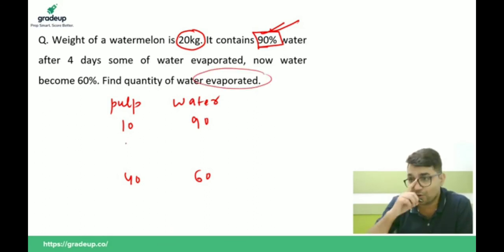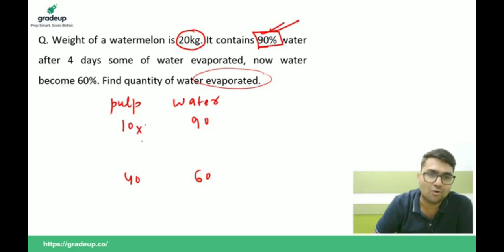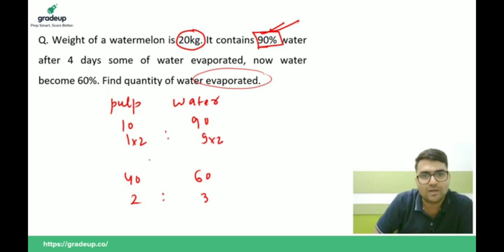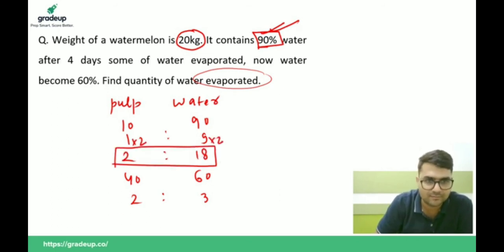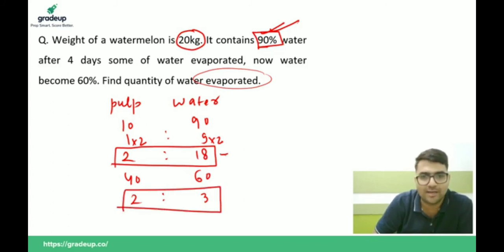Guys, as I already told you, pulp should be the same. So first of all, I find the ratio, 1 ratio 9 and 2 ratio 3. All right, now I have to make pulp equal. So I have to multiply this by 2. Then this will become 2 ratio 18. Now this is the balanced ratio. 18, 2 is 20, 3, 2 is 5. As the total quantity is 20 kg, 20 is equal to 20 kg. That means 1 is equal to 1. Then 5 is equal to 5 kg.